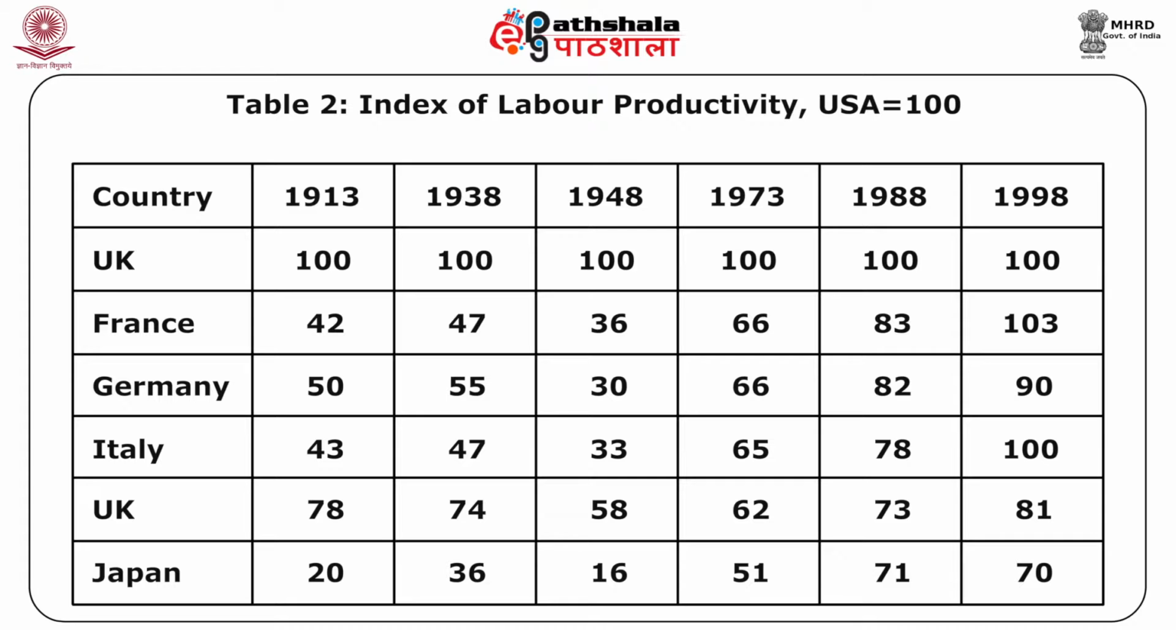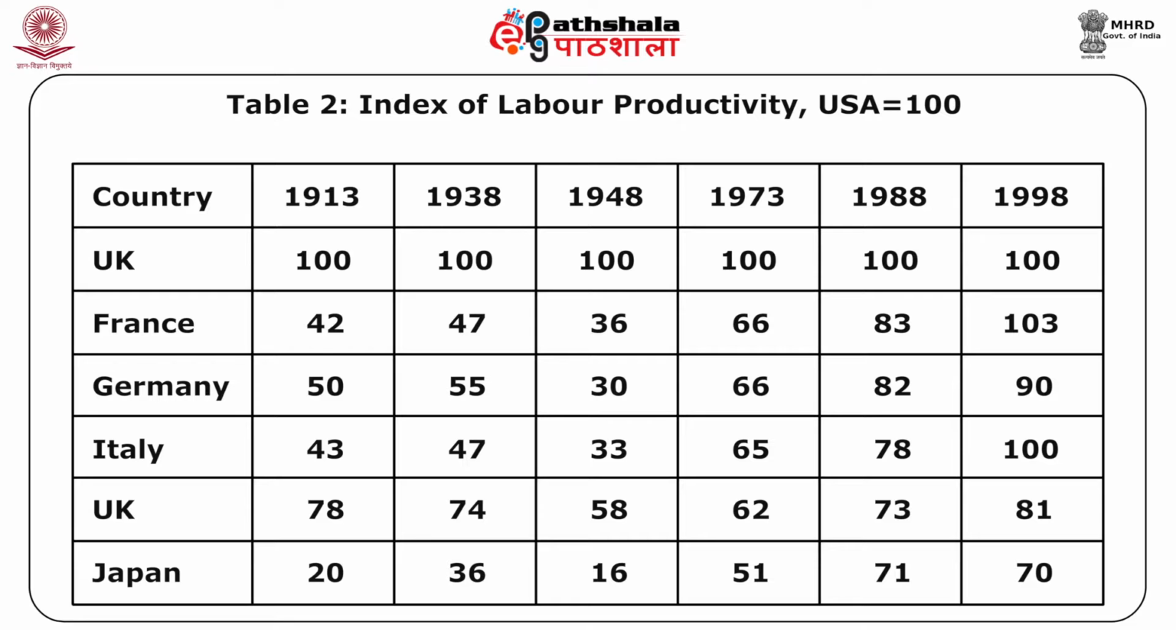So let's look at the index of labor productivity, where USA is equal to 100, for the 6 periods 1913, 1938, 1948, 1973, 1988 and 1998. For USA, the base is 100 for each one of the years. For France, it was 42, 47, 36, 66, 83 and 103.